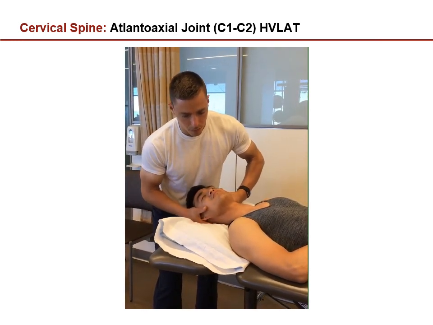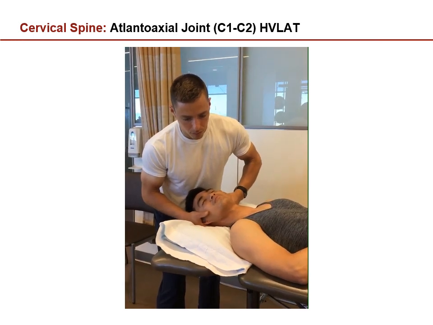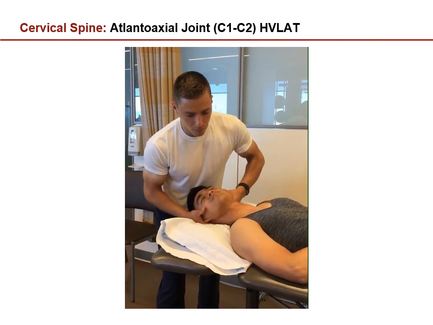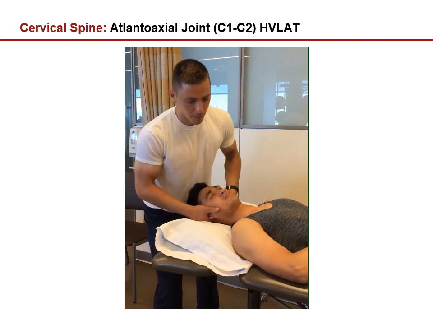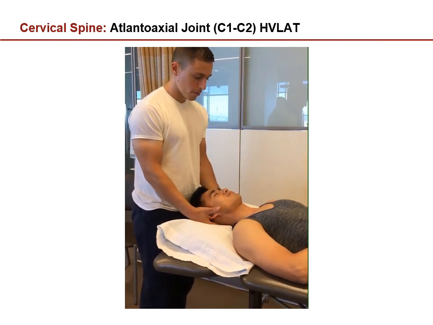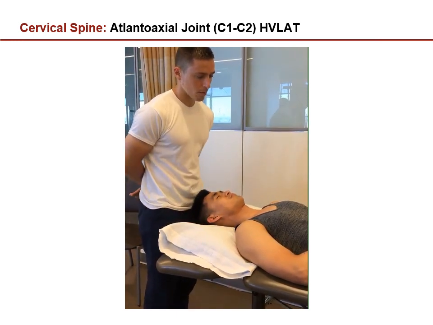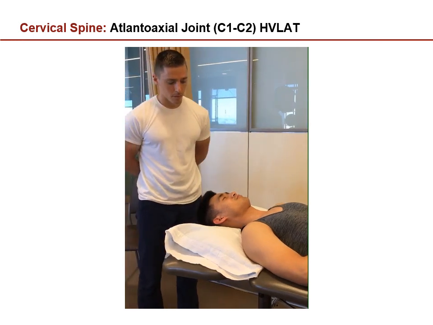In brief, but not necessarily in this order, are tips. Extension and PA shift using index finger up on the atlas to engage AA joint. Side shift away, keep it.